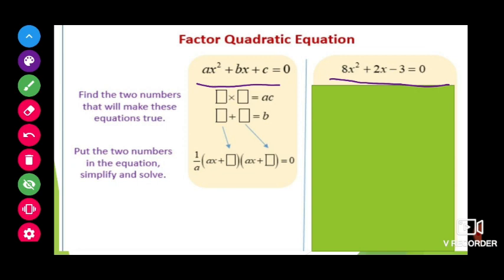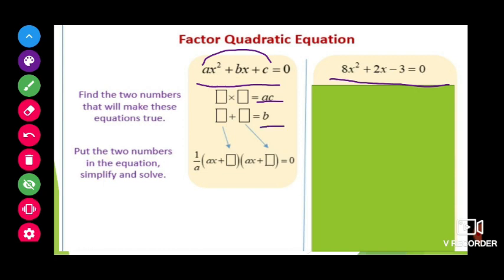Actually, whenever we are finding factors of a quadratic equation, different methods are there: completing squares, splitting the middle term, and also by using the formula, each and everything. But now I am showing the method of splitting the middle term. Here it is in the form of ax square plus bx plus c. Now multiply a and c.